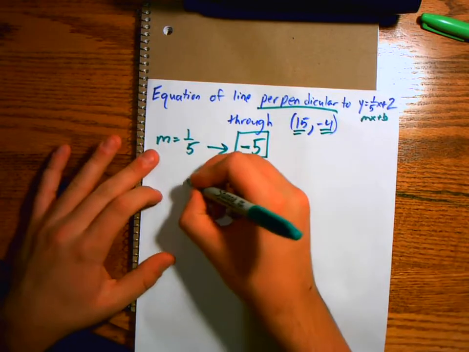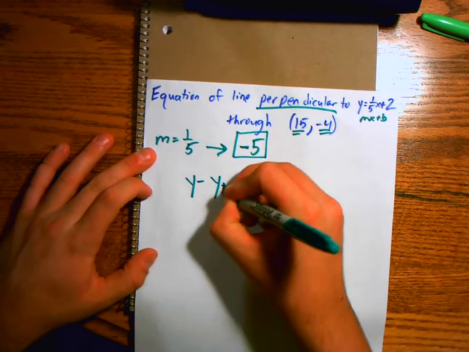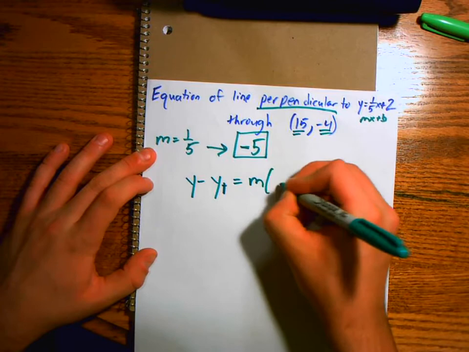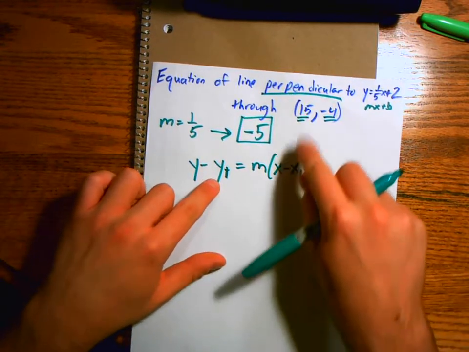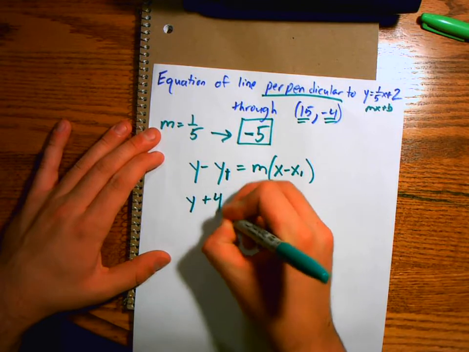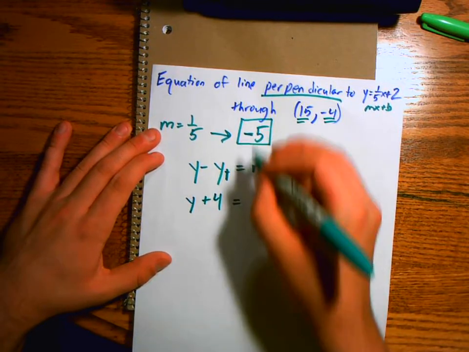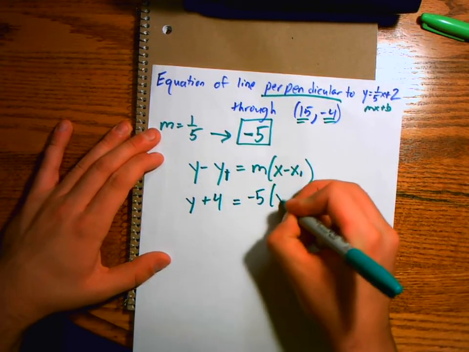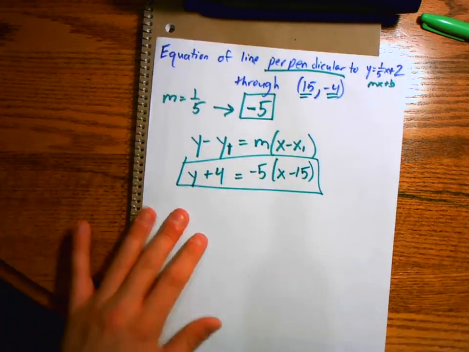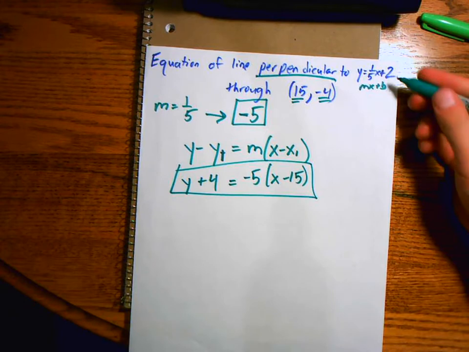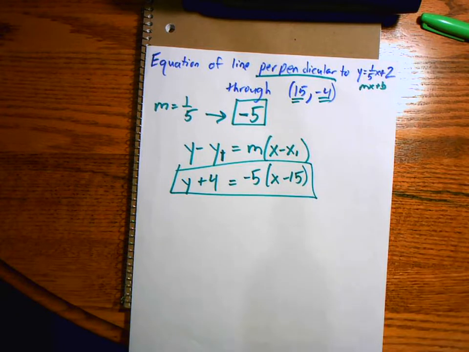So using point slope formula, we replace our y1 and x1 with our points, which is y plus 4, and our slope with -5. And that is an equation of a line that is perpendicular to this one and through that point.